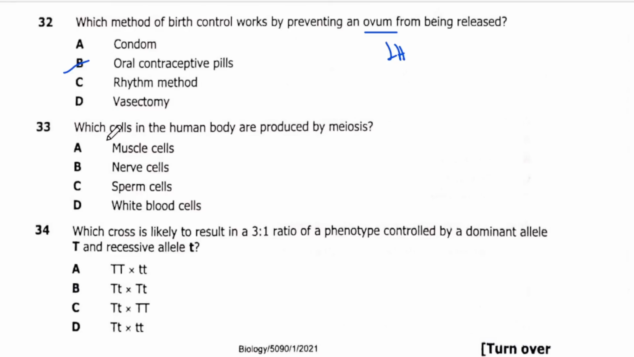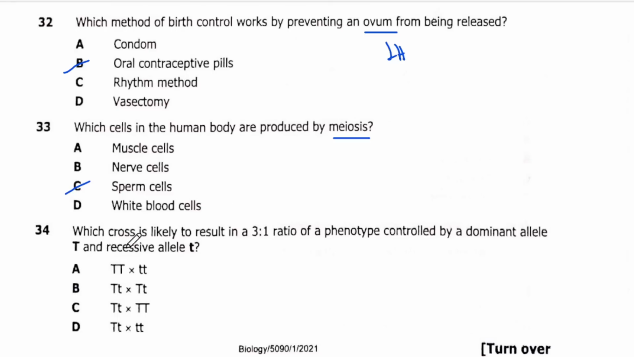33. Which cells in the body are produced by meiosis? So meiosis is a type of cell division which actually produces gametes, and gametes are sex cells. So here the correct answer will be C, because we have sperm cells which are sex cells.